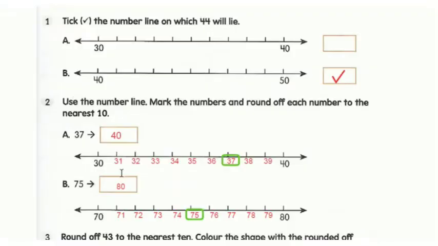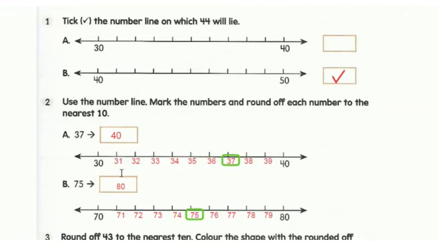One more question, children. Take the number line on which 44 will lie. A 30 to 40 number line is given and a 40 to 50 number line is given. You have to write the numbers on the number line. 31, 32, 33, 34, 35, 36, 37, 38, 39, 40. But our number is 44. 44 is not in between 30 and 40. 44 will come in between 40 and 50.